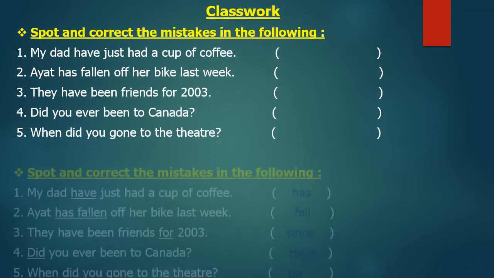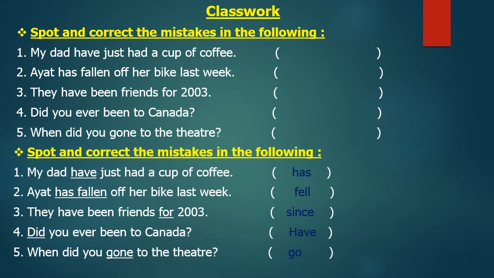Now let's apply what we have studied through answering the questions. Spot and correct the mistakes in the following. Number 1, my dad have just had a cup of tea. Of course, my dad is a singular noun. With singular nouns, we use has. So here we have to underline the word have and write has.